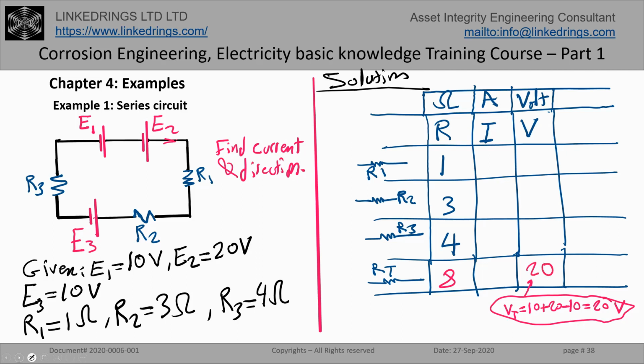Okay, now what does Ohm's law tell me? I equals V divided by R. So this I will equal 20 divided by 8, equals how much? 2.5 amperes. Okay, good. So I will write here I equals 2.5 amperes.